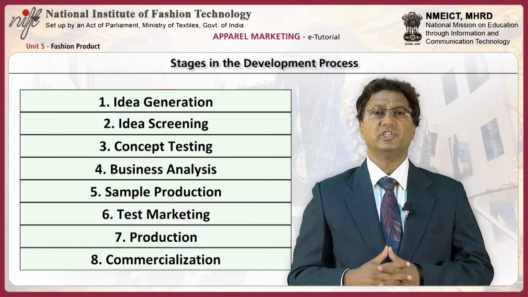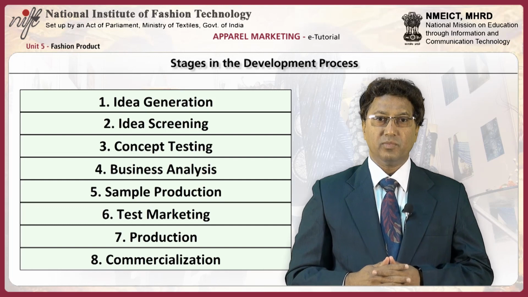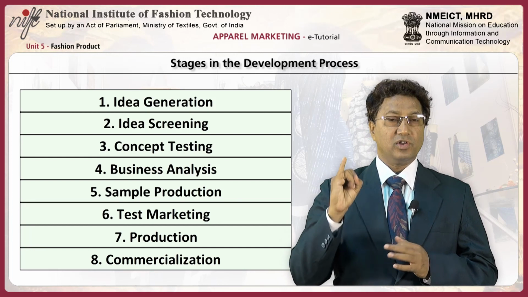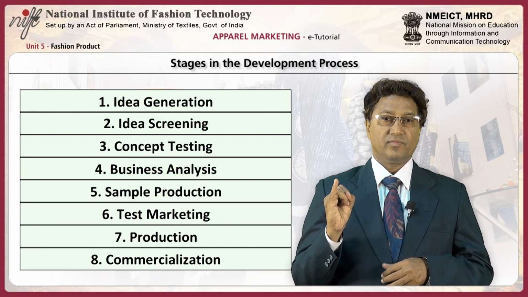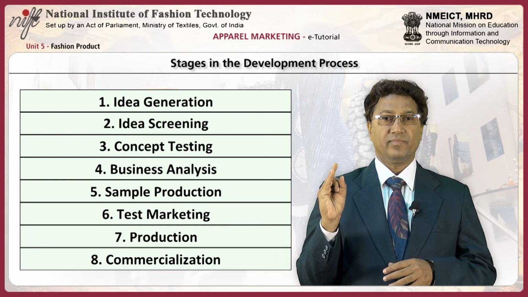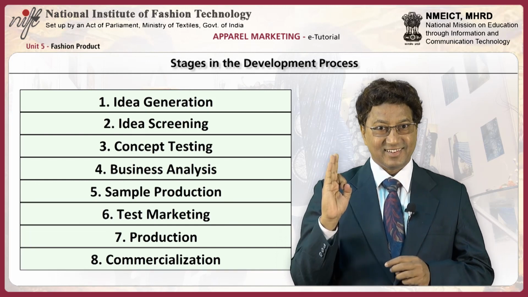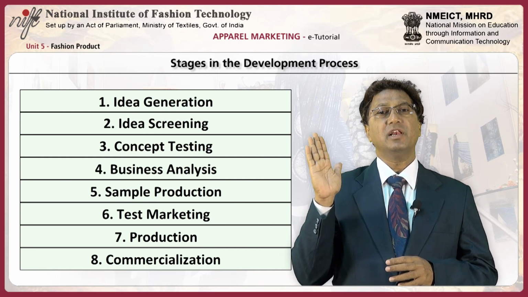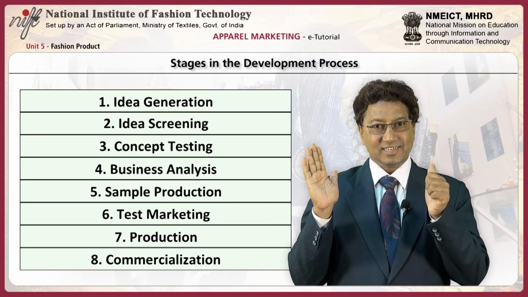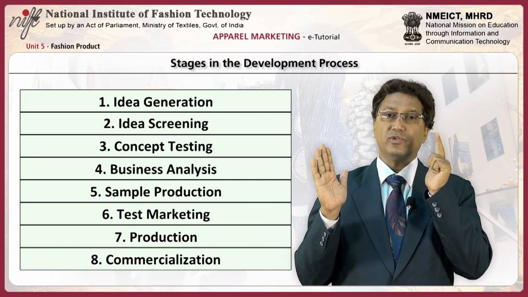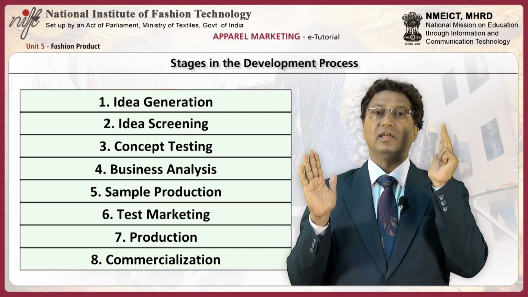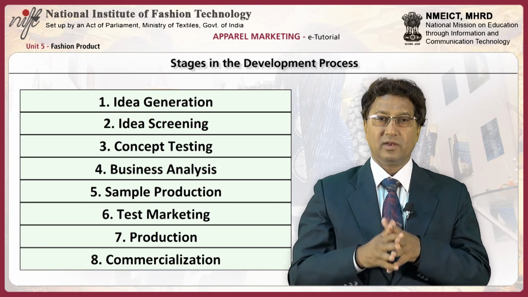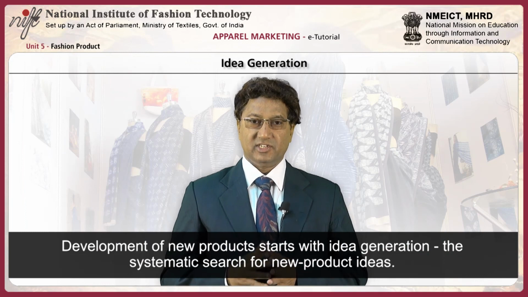There are 8 stages in the development of a new product. They are idea generation or concept development, idea screening, concept testing, business analysis, sample production, test marketing, actual production, and commercialization. Now let us discuss one by one. Let us discuss the first stage.